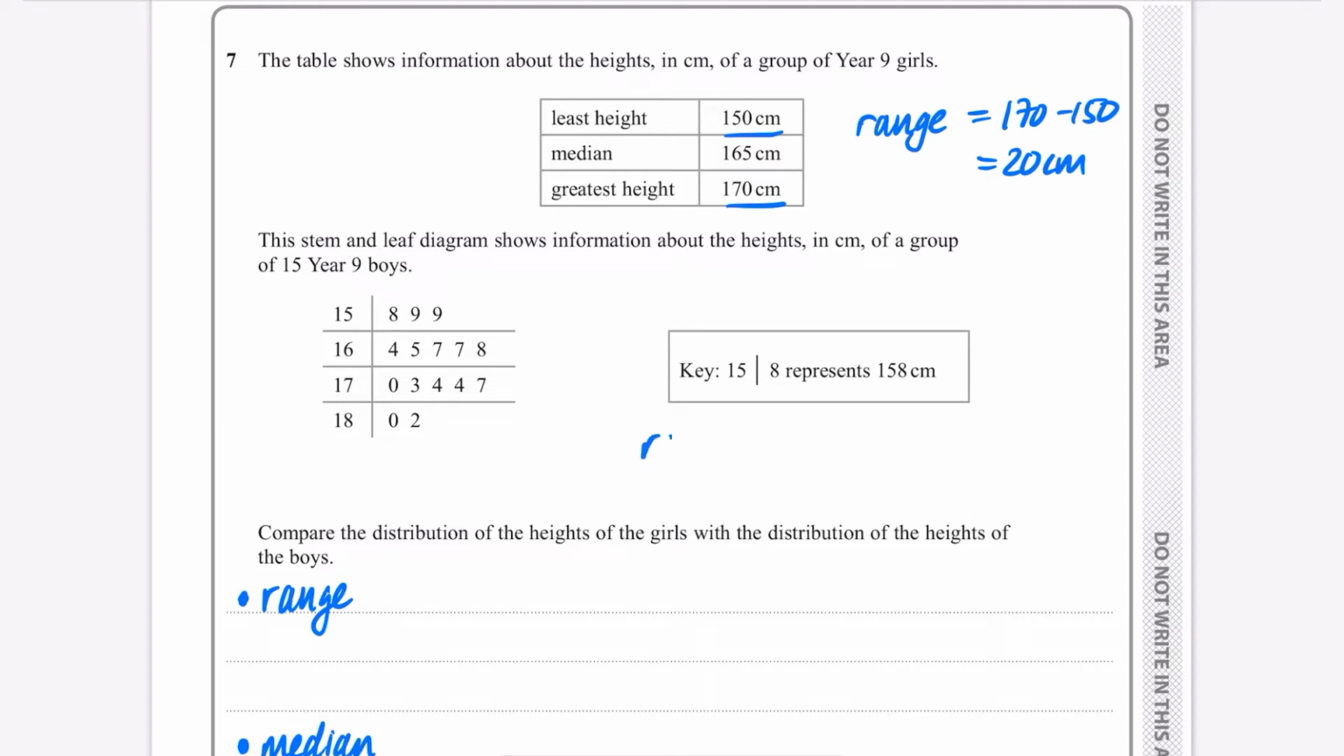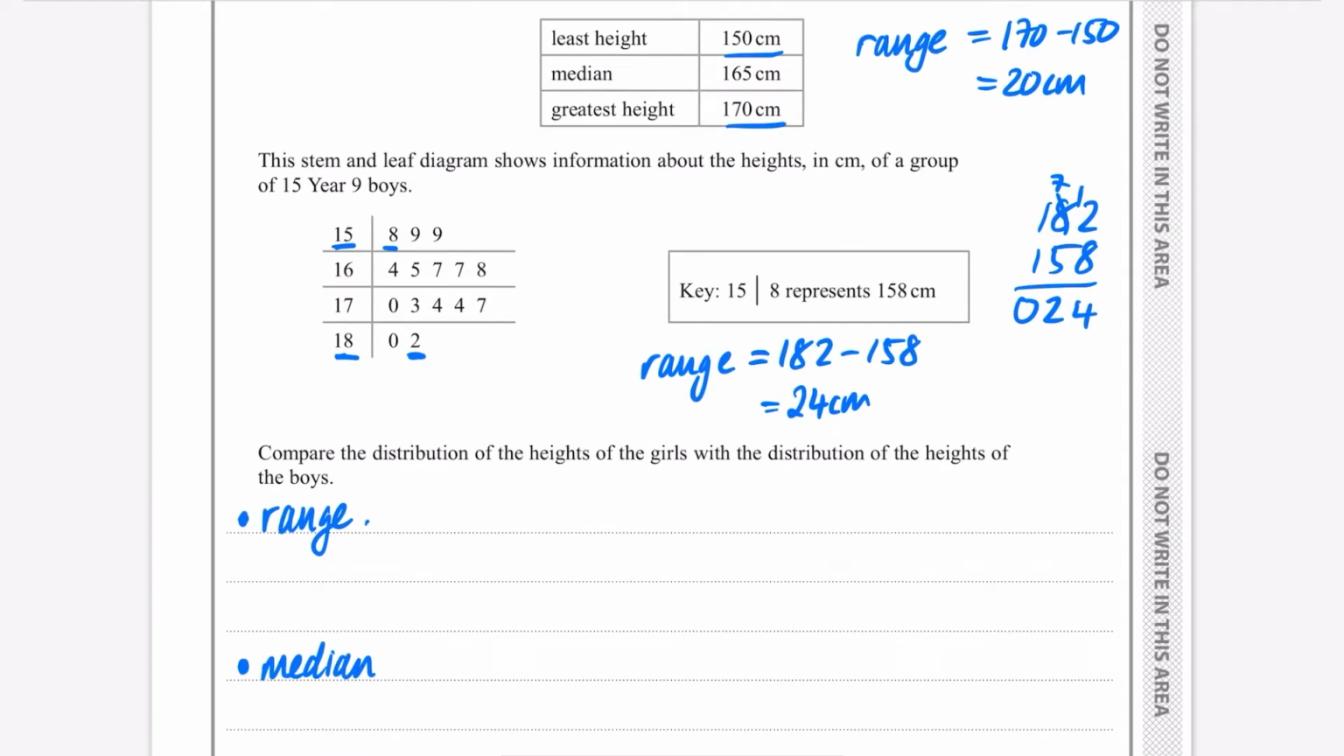Now let's find out the range of the boys. The biggest one that we have is the 182, and the smallest that we have is 158. So I'm going to do 182 take away 158. So 12 take away 8 is 4, 7 take away 5 is 2. So the range here is 24 centimeters. So for the range, we can say the boys' heights have a greater range than the girls.